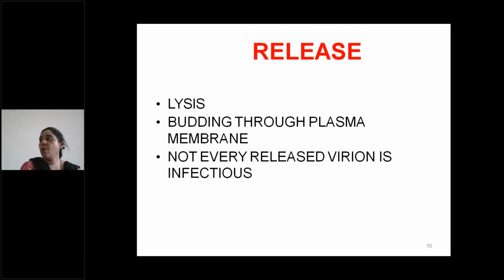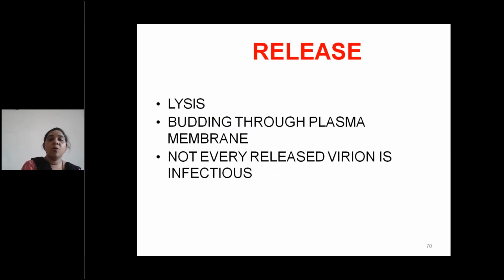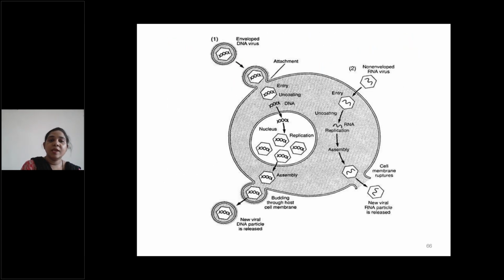Release. Now what is release? After all the progeny virus particles are formed, they usually assemble together, and these newly formed virus particles usually bud through the plasma membrane. Not every released virion is infectious. Okay, so this is how viral replication takes place.